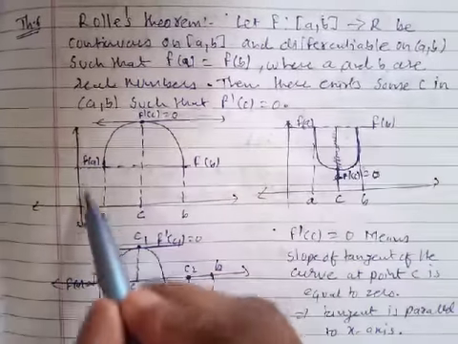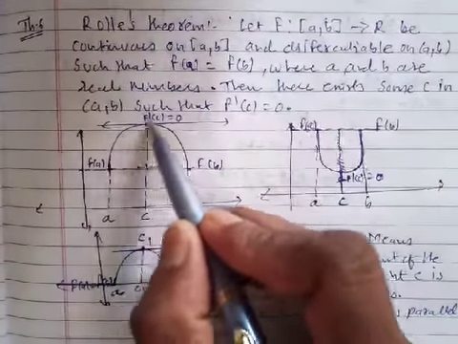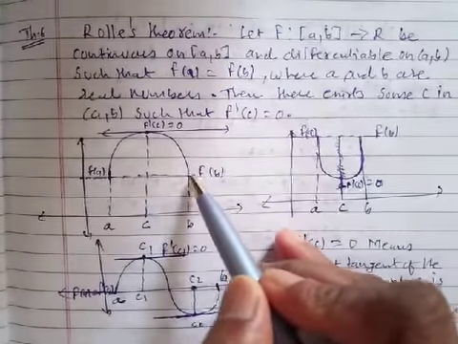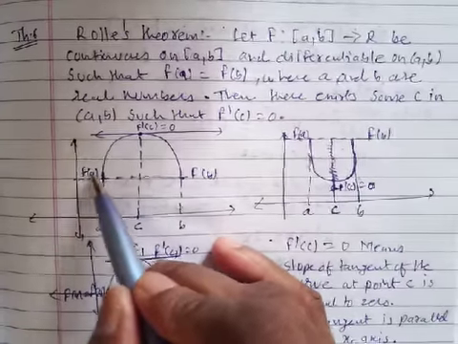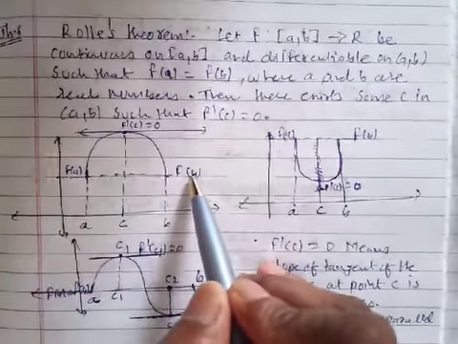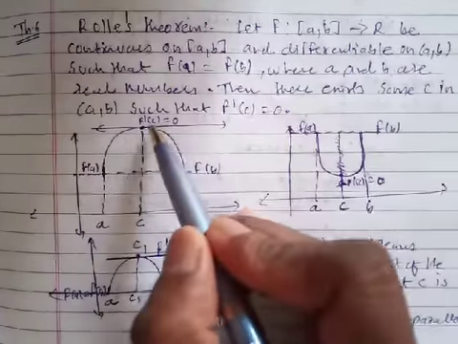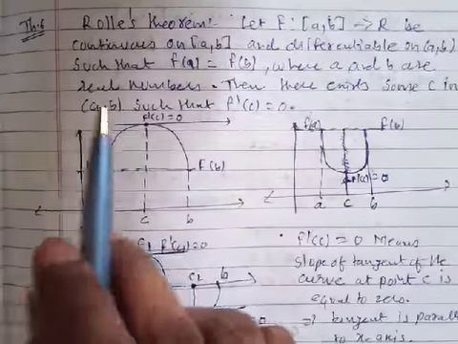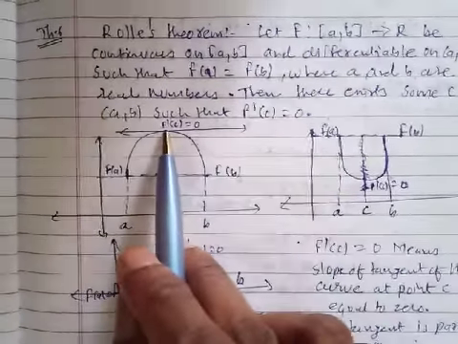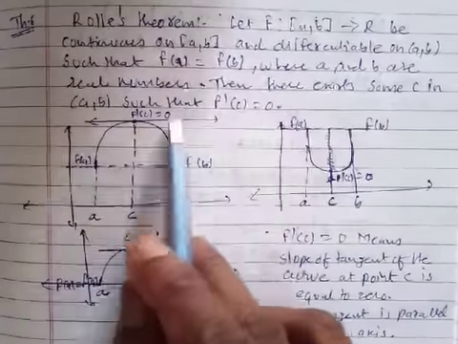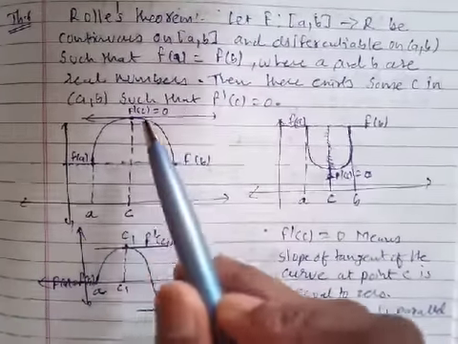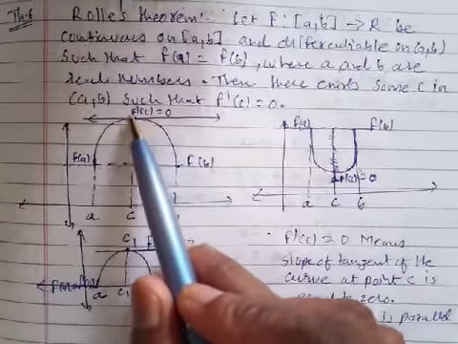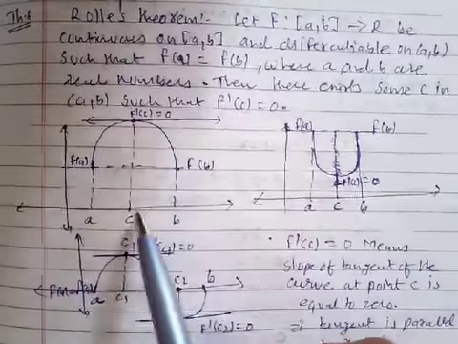Now let's draw this. Suppose this is a curve. Here it is a, here it is b, here the end point. So the function is defined here, f(a), and here f(b). If you draw the function, f'(c) is equal to 0. Why is it 0? Because it is a tangent. The slope of the tangent to the curve at point c is 0. So f'(c) is equal to 0 because it's parallel to the x-axis at this point.